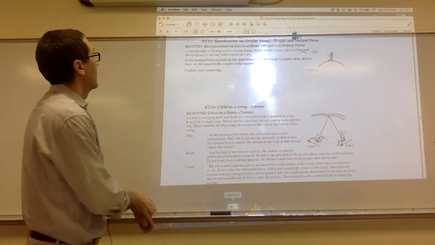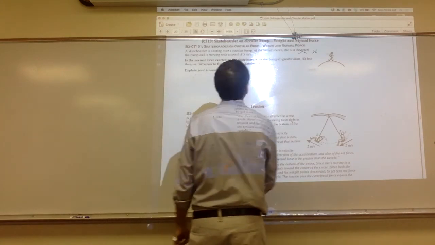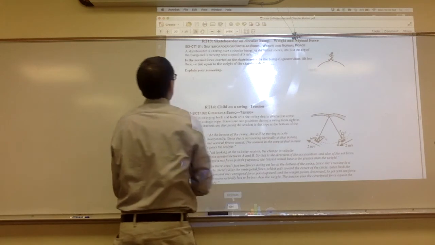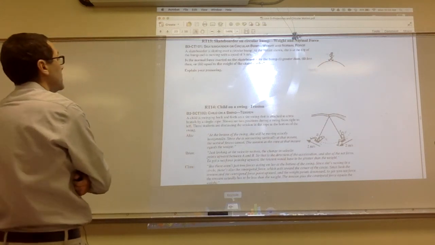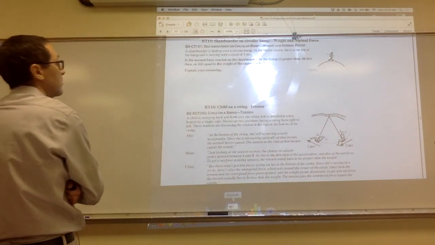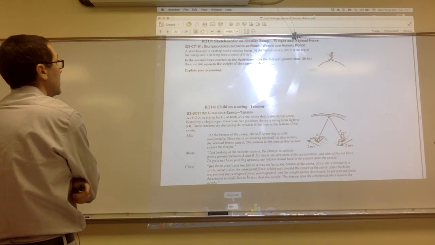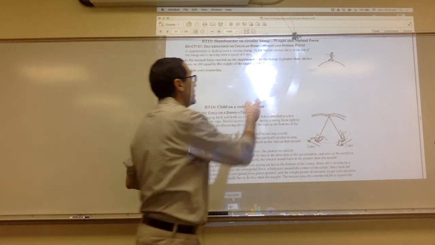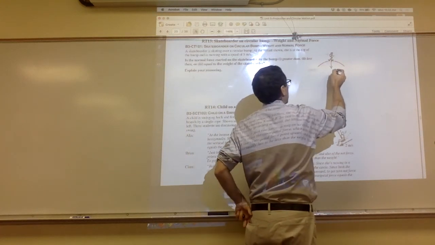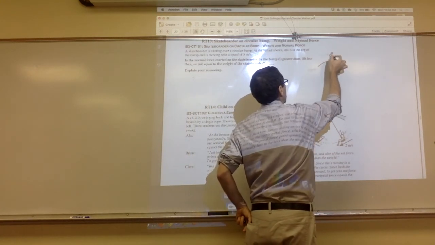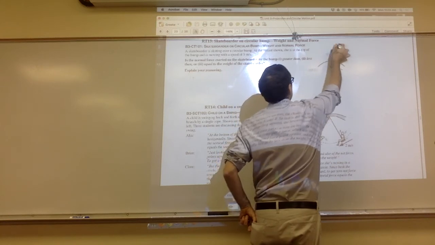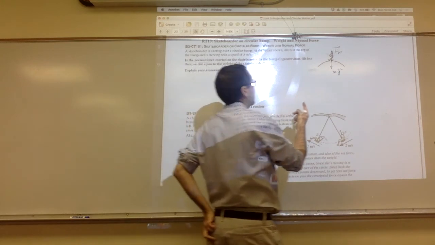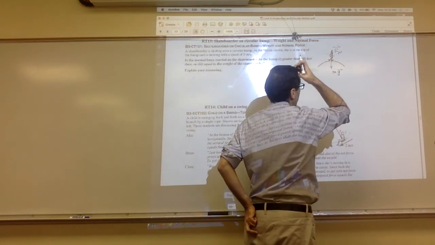Okay. Now, you're on a circular bump. Is the normal force exerted on the skateboarder by the ramp, by the bump, greater than, less than, or equal to the weight of the skateboarder? Well, when they're up here, this is your mg, this is the Fn. The normal force is acting up, and the center is down here.